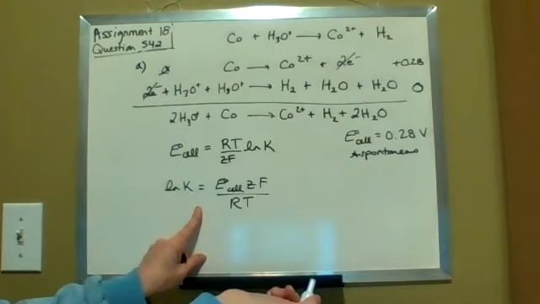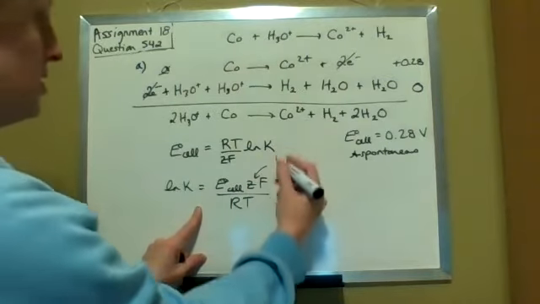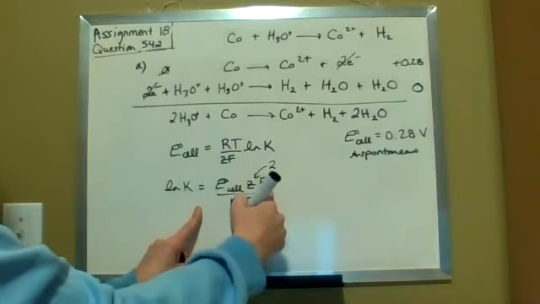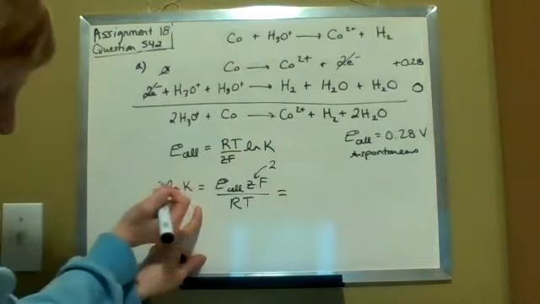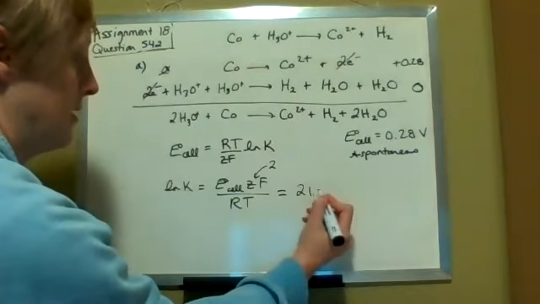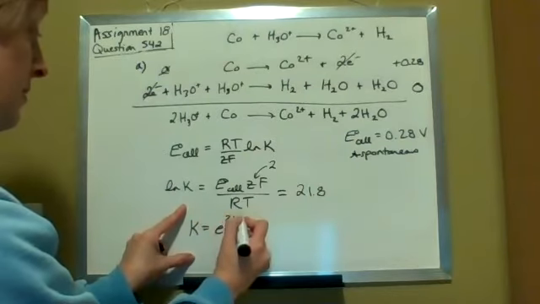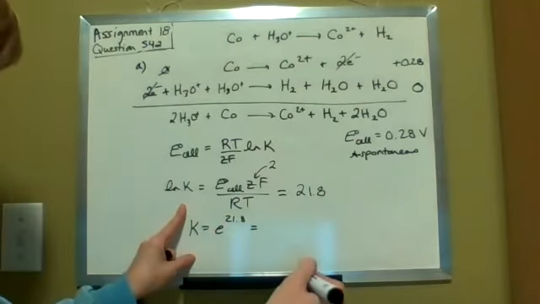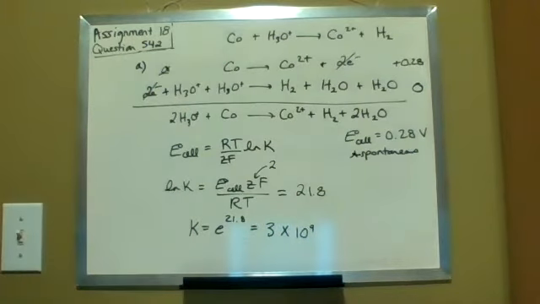As such. And all of our numbers, so in here you have E naught of the cell, Z is from the balanced equation, so that's 2. You know Faraday's, 8.314, 298. So in this case here, you should get a number of 21.8. So this gives us K of e to the 21.8, which is equal to approximately 3 times 10 to the 9. So a very spontaneous reaction lies really far in the direction of the products.